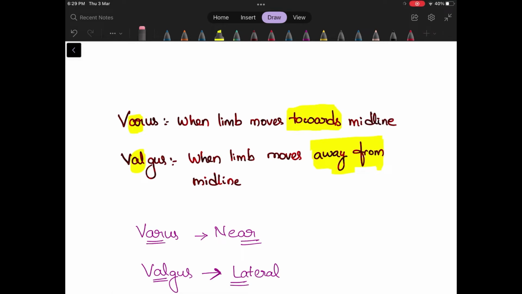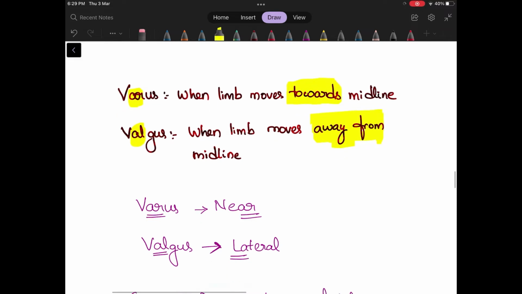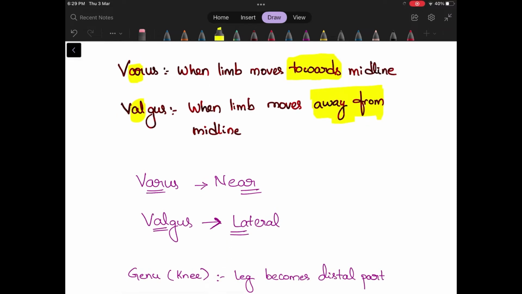One thing for easy remembrance, this is the tip I am going to give you. Varus means near. From varus you can take this AR terminology, like near also we have AR. Valgus, AL, lateral. AR, first remember like this. At the end of the topic you will understand why I said this. Okay. What does varus mean? When the limb is moving towards the midline, it is known as varus. Valgus means when the limb is moving away from the midline.